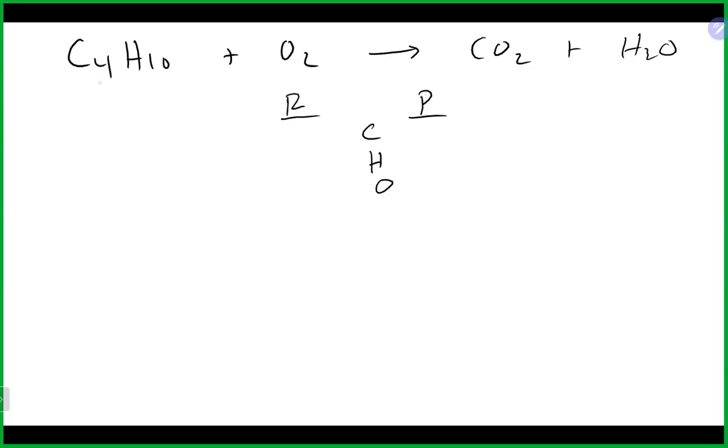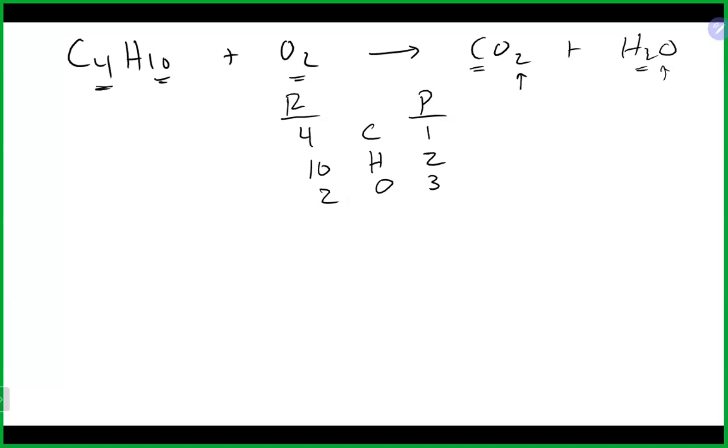Here we have 4 carbons on the left, 1 on the right, 10 hydrogens on the left, 2 on the right, 2 oxygens on the left. Once again, on the right we have 2 oxygens there, plus 1 more there, makes 3. So clearly, if you had to choose, which one would you go with to start? Carbon seems like a good one. That is carbon, not copper, I suppose.